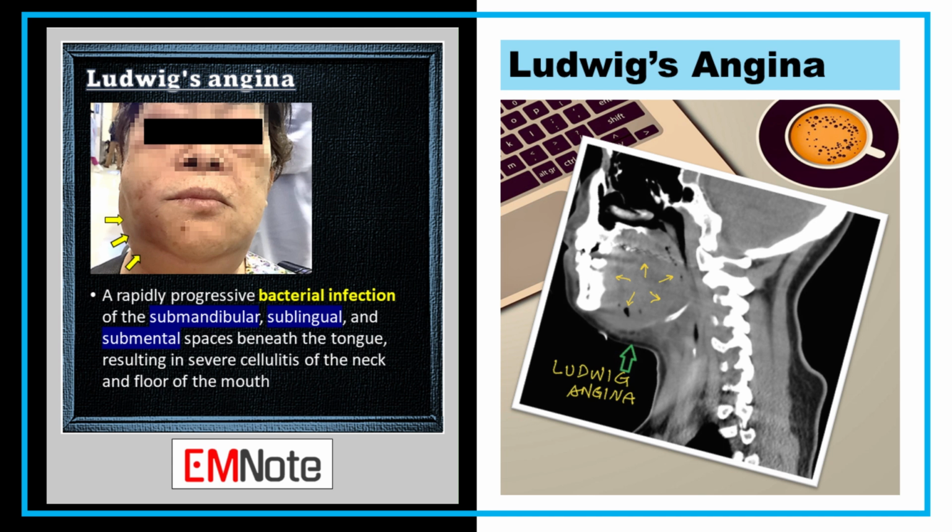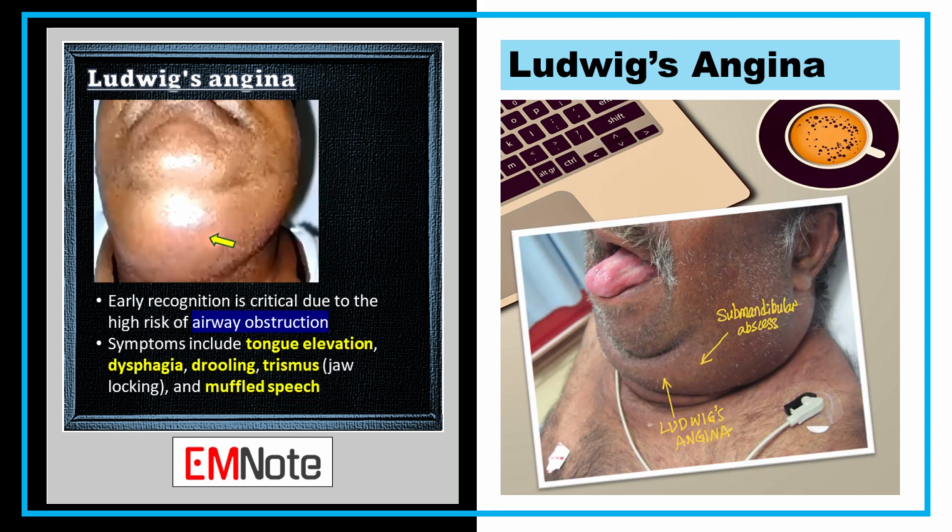Ludwig's angina is a rapidly progressive bacterial infection of the submandibular, sublingual, and submental spaces beneath the tongue, resulting in severe cellulitis of the neck and floor of the mouth. Early recognition is critical due to the high risk of airway obstruction.